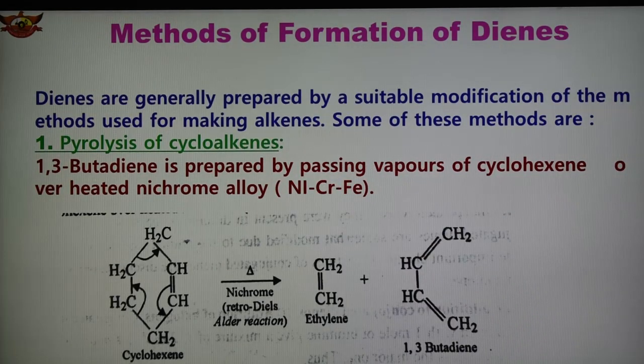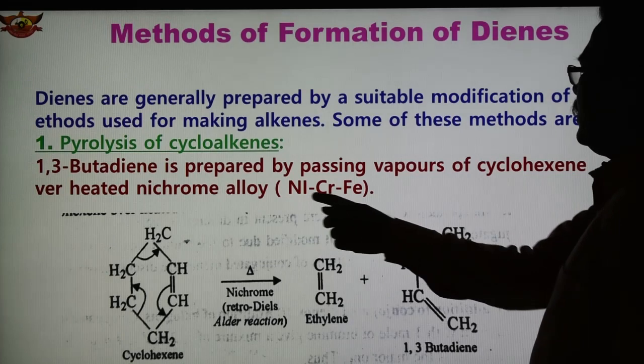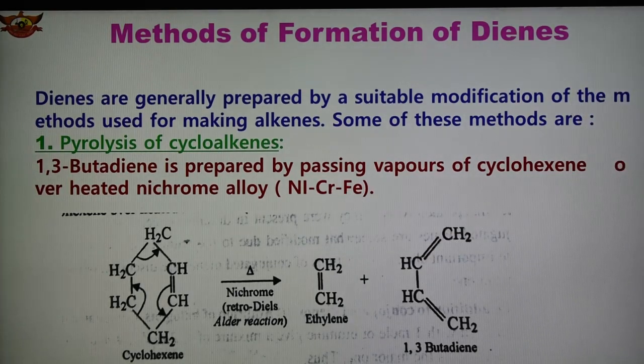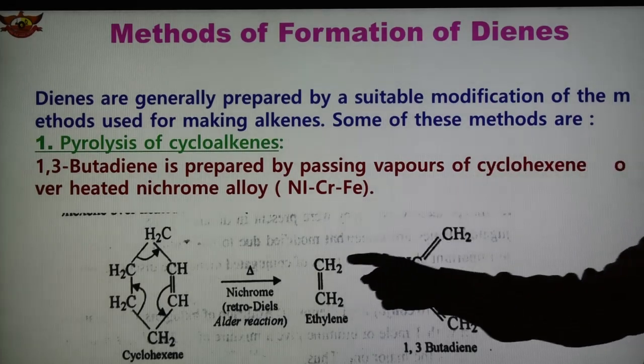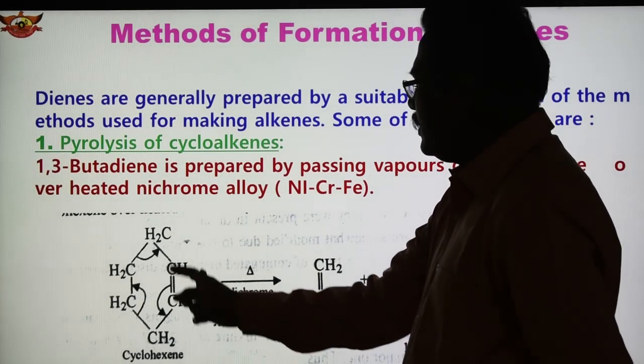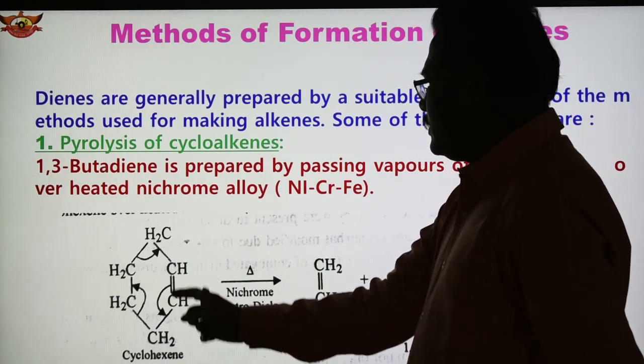And in this method, the pyrolysis method, 1,3-butadiene is prepared by passing vapors of cyclohexene over heated nichrome alloy. This is an alloy made up of 3 metals. On this heated nichrome alloy, we have to pass the vapors of cyclohexene. Here the cycloalkene is cyclohexene, a compound having 1 double bond. 6 carbons are there and 1 double bond.